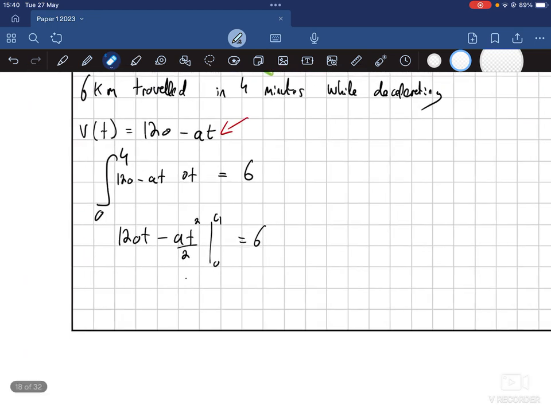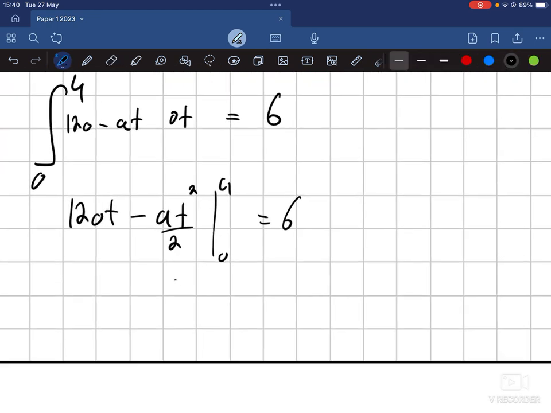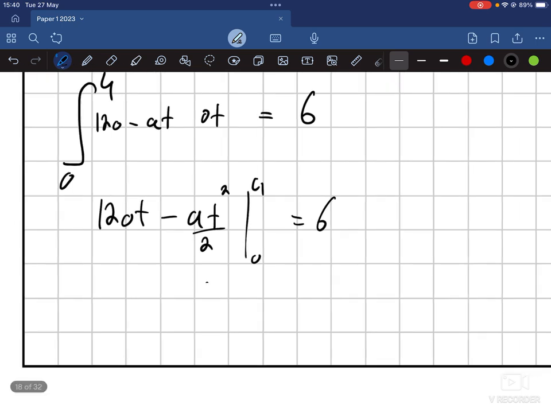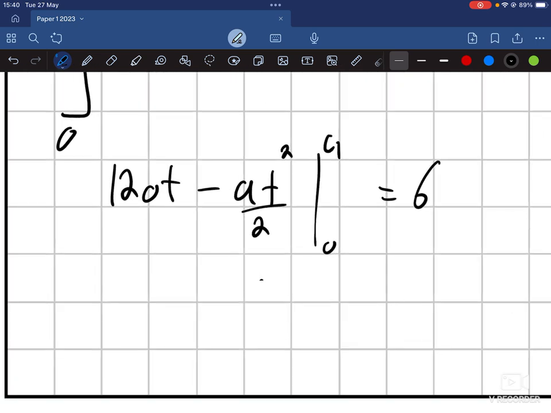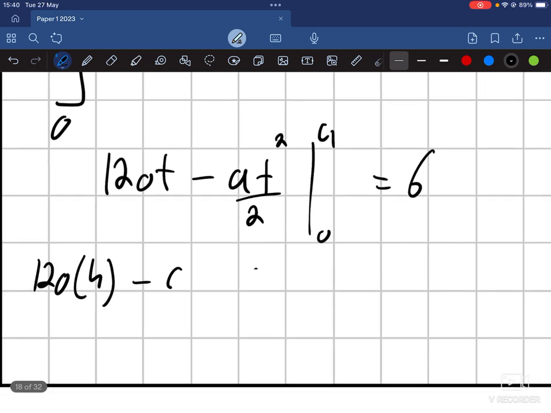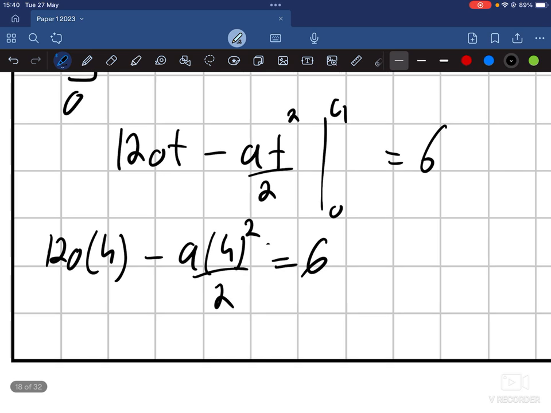So let's have a look. Okay, so now this is going to give 120 by 4, minus a by 4 squared over 2. And then the same thing as earlier with 0, I don't actually have to stick in 0. So that's going to give me this.